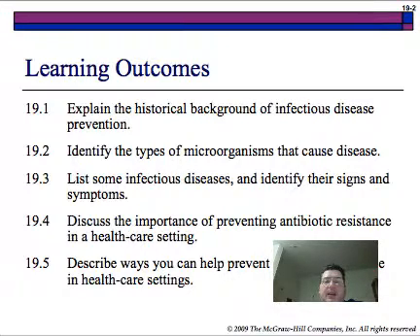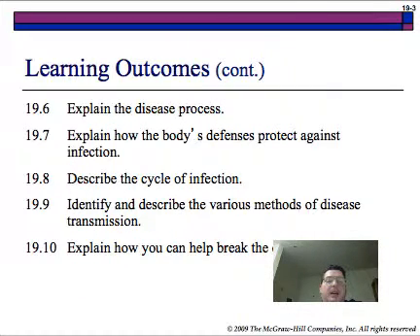The reason for this slideshow is to explain the historical background of infectious disease prevention, identify types of microorganisms that can cause disease, list some infectious diseases and identify their signs and symptoms, and discuss the importance of preventing antibiotic resistance in a healthcare setting. We're going to describe the ways that you can help prevent antibiotic resistance in healthcare settings, explain the disease process, explain how the body's defenses protect against infection, describe the cycle of infection, identify and describe the various methods of disease transmission, and explain how you can break the cycle of infection.